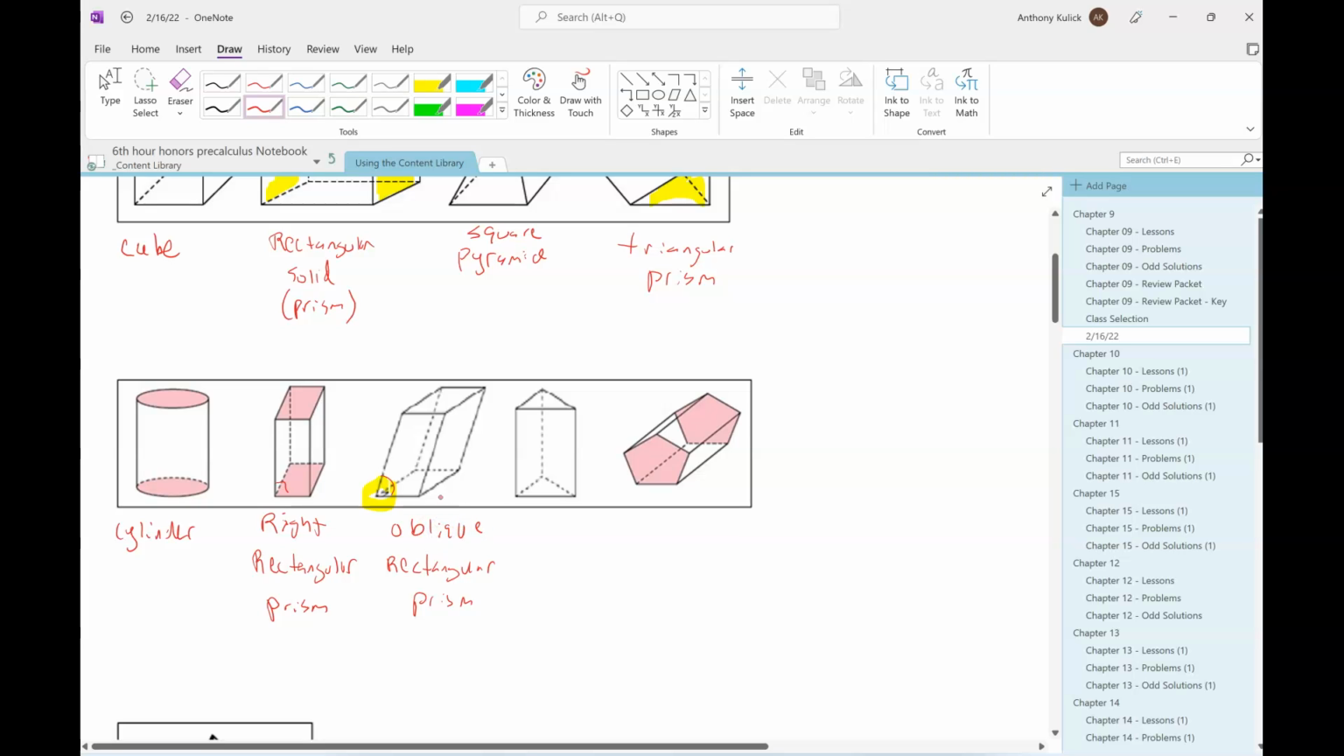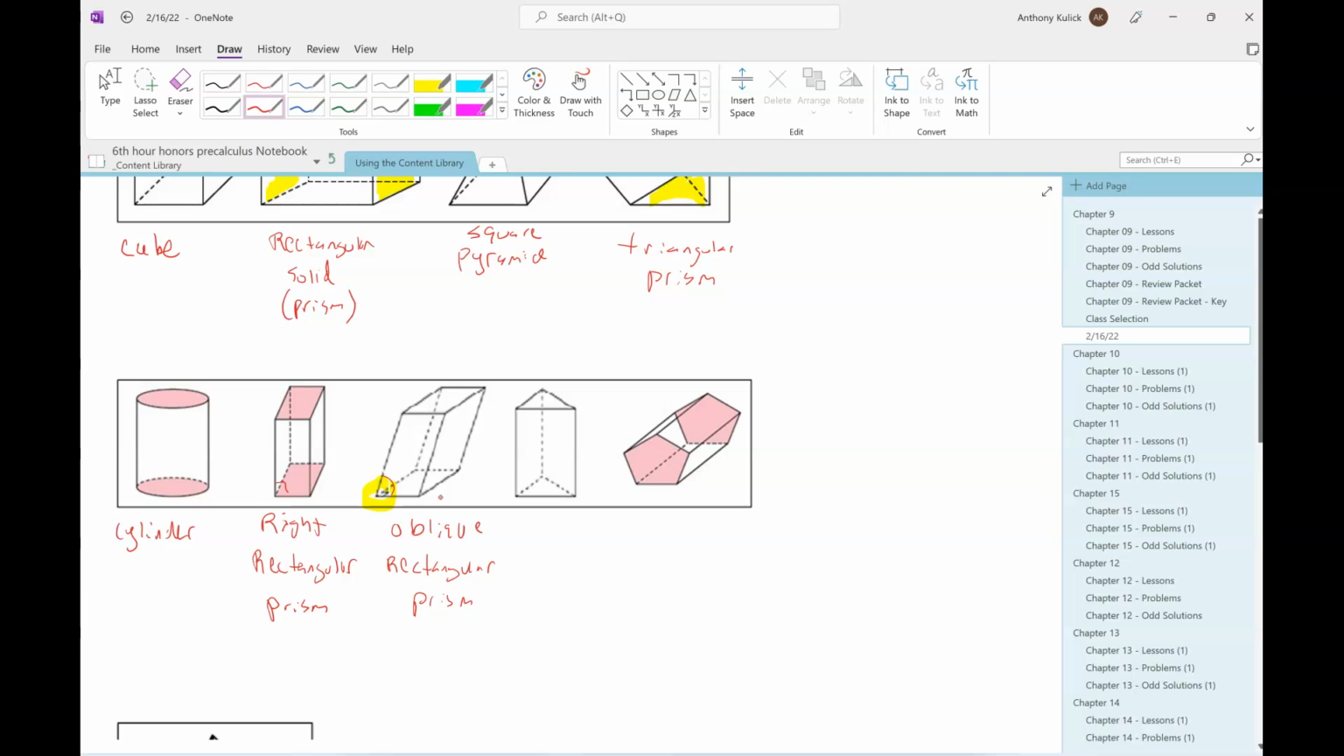What's the first one? I wrote it, right? An oblique. Everybody cool with that? So again, just another name or part of a name to be more specific about what you really mean. For the most part, we're going to be working with right figures.